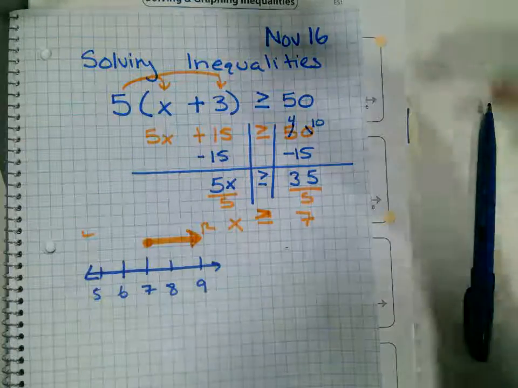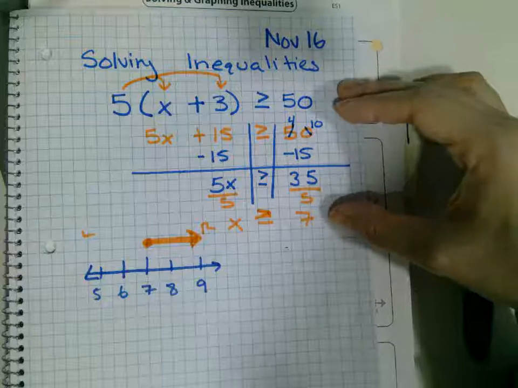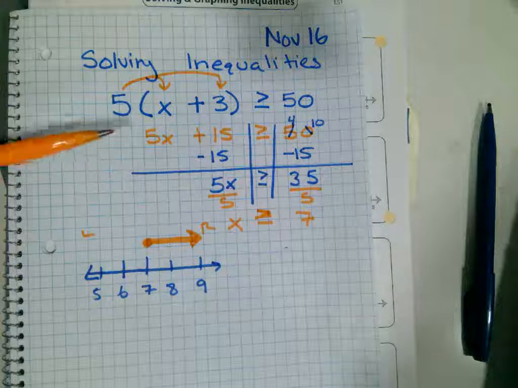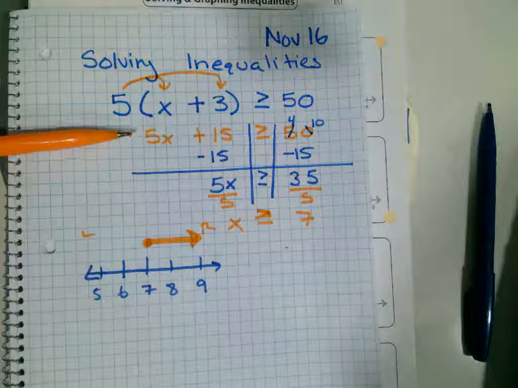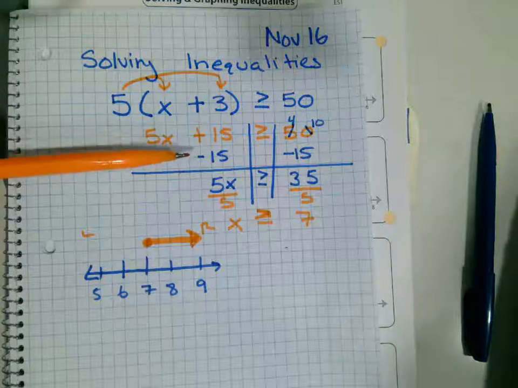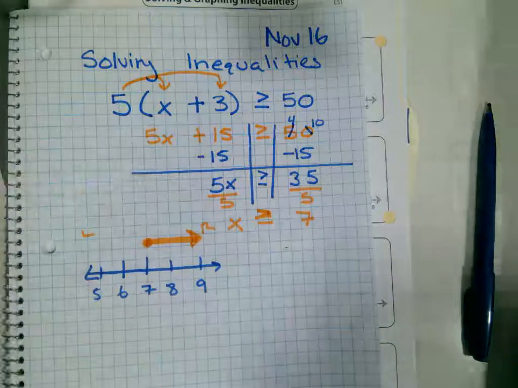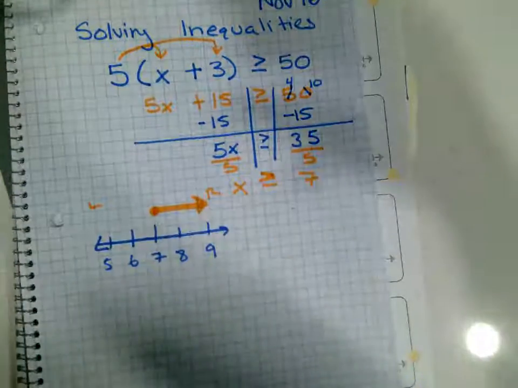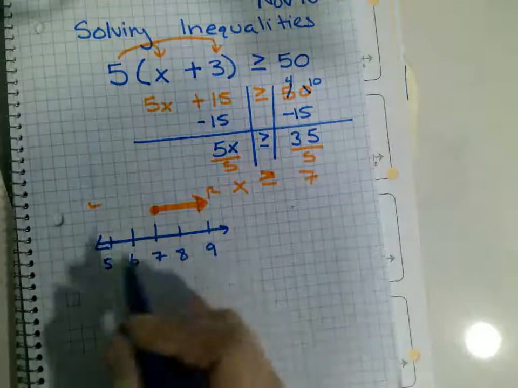Okay, so in this multi-step inequality, we first apply the distributive property. That gives us this new problem. This is what we solved by applying the steps that we did yesterday, right? We subtract 15 on both sides, then we divide by 5. Okay, let's go ahead and do another problem. Very similar to this one.